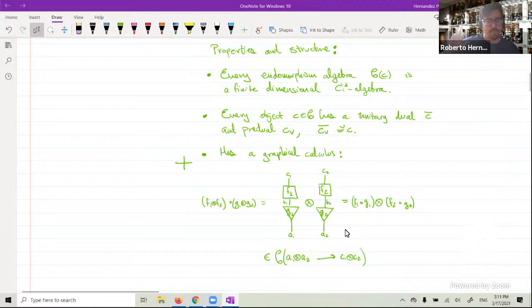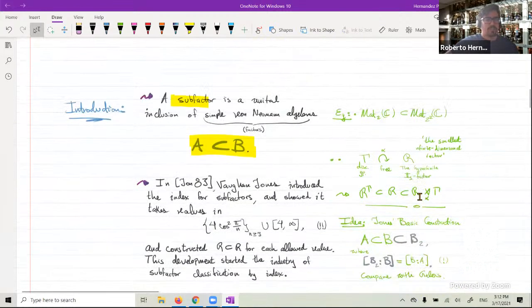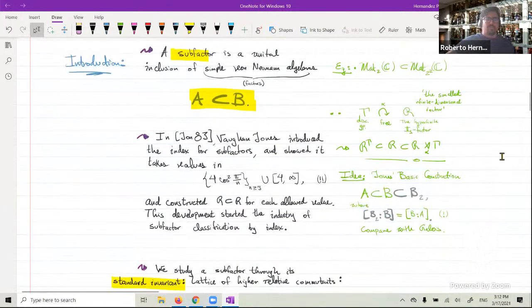And of course, both expressions are equivalent. So this expression is very, very powerful when playing with the graphical calculus of tensor categories. And of course, this whole diagram denotes a morphism from A1 tensor A2 to C1 tensor C2. So enough about tensor categories. That was probably the easy part for you guys. Let's now talk about subfactors.